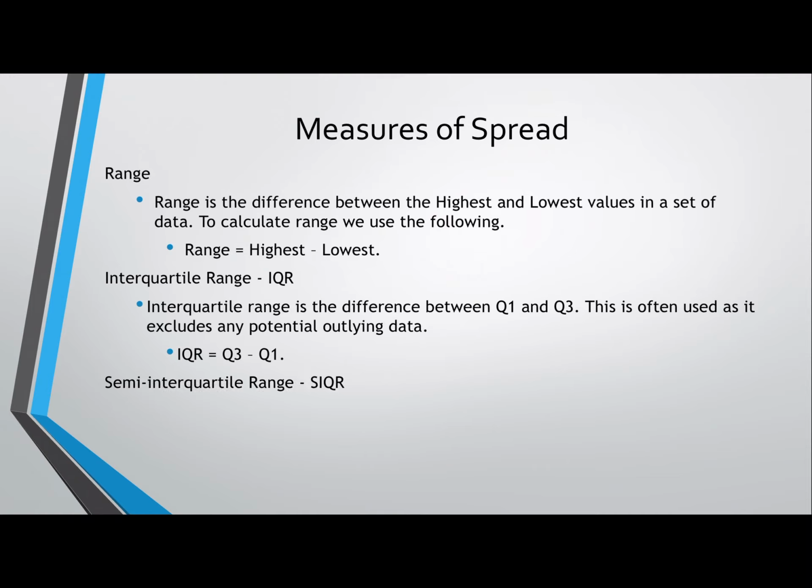And then our semi-interquartile range, which is the last one, which is SIQR. If we think about the word semi in terms of maths, we should all know about semicircles, and semicircles are half of a circle. So our semi-interquartile range is half of the difference between Q1 and Q3. So it's just half of our interquartile range. So it is Q3 take away Q1, divided by 2.